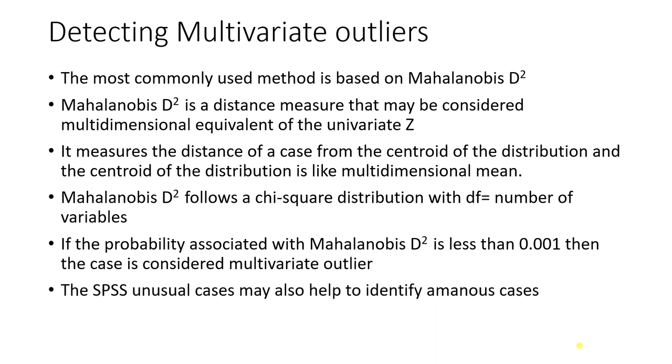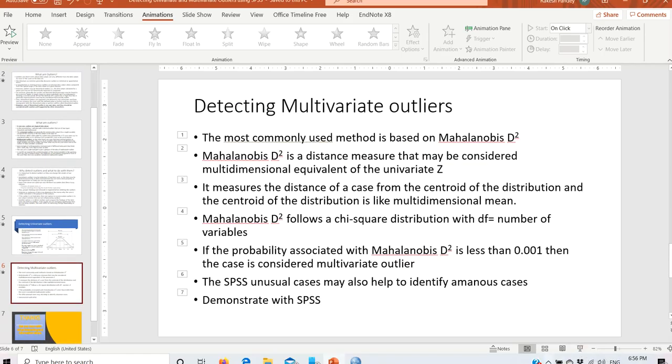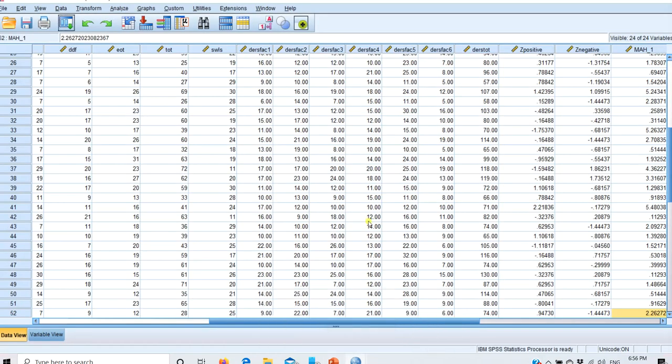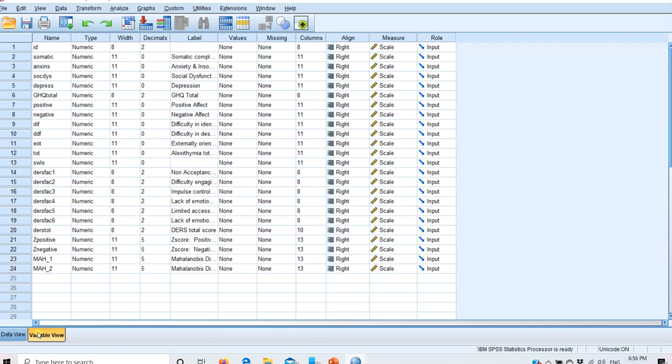SPSS has one option, identify unusual cases. This also can be used to detect anomalous cases. I will demonstrate how to do multivariate outlier analysis based on Mahalanobis distance or D square using SPSS. So again, let us use this data and suppose this time I am using five variables.